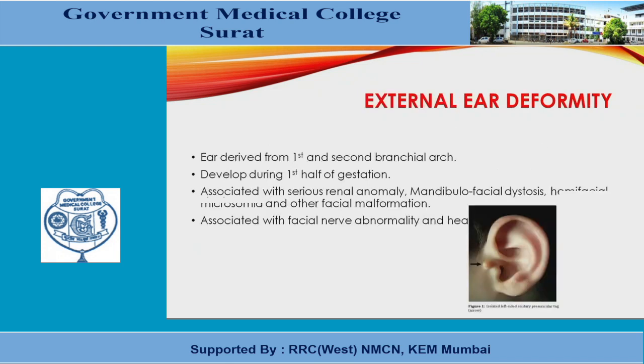External ear deformity. The ear, derived from the first and second branchial arches, develops during the first half of gestation. There is the ear tag, where a preauricular tag is present here. There are some associations with serious renal anomaly, mandibulofacial dysostosis, hemifacial microsomia and other facial malformations. There may be some association with facial nerve abnormality and hearing.